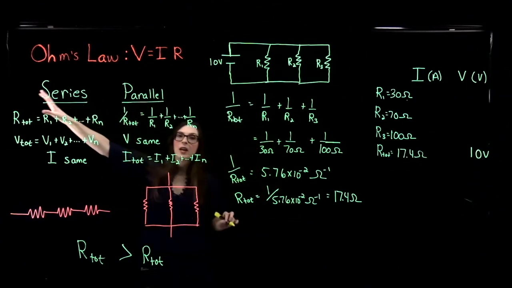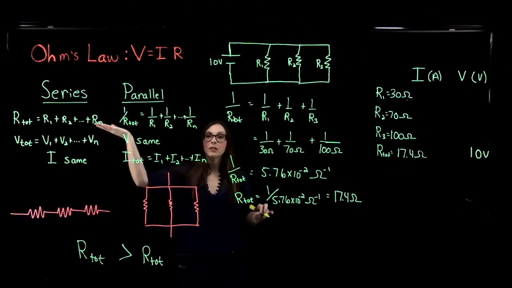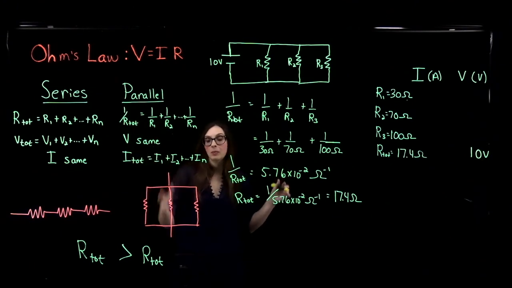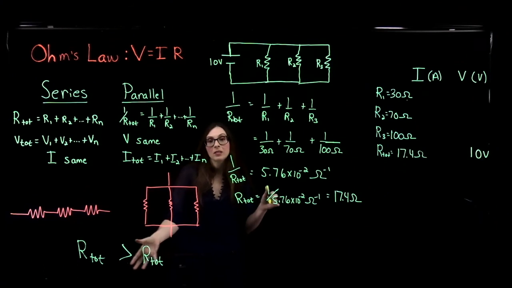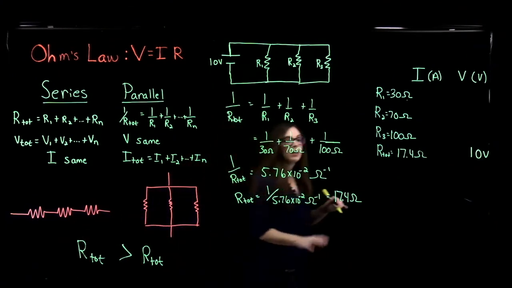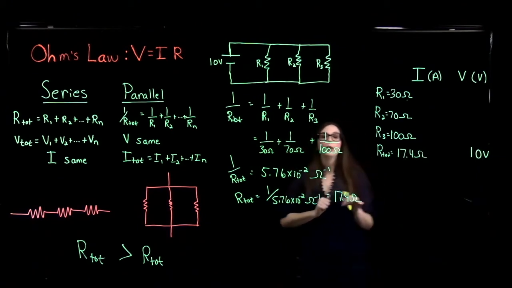Since our resistors add up in series, but you've got the inverse relation for our resistors in parallel, your resistance for the same set of resistors in parallel is always going to be less than those same resistors in series.